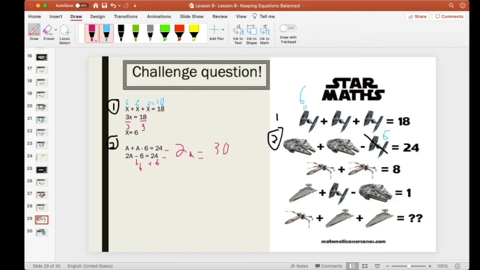We're not done yet, right? Because we don't want to know how much for 2 falcons. We want to know how much for 1 falcon. This is multiplication, which means we need to divide. A is going to equal 30 divided by 2 is 15. Okay? That means 1 falcon equals 15.